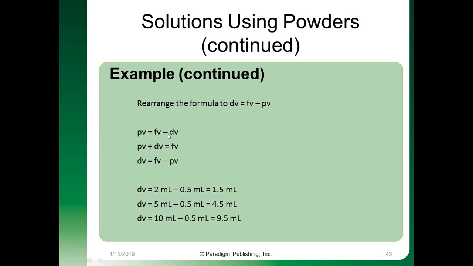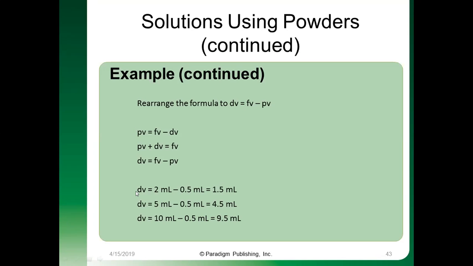So our regular formula is this one right here, which is powdered volume is equal to final volume minus diluent volume. In order to solve for the diluent volume, we have to first add the diluent volume. So PV plus DV equals FV. Now we want to leave the diluent volume by itself, so we're going to subtract PV. So therefore, the new equation is DV is equal to FV minus PV. Now we can set up our three problems.